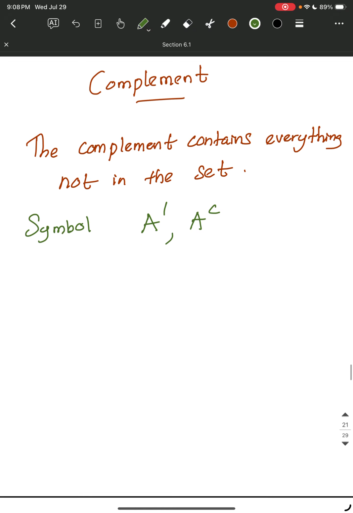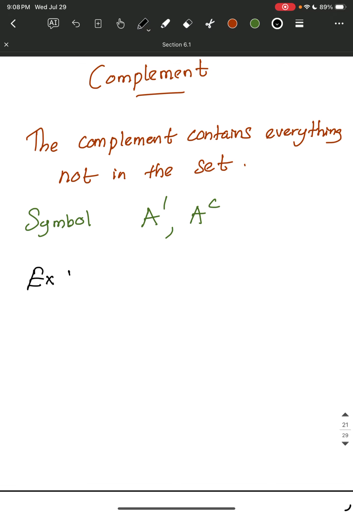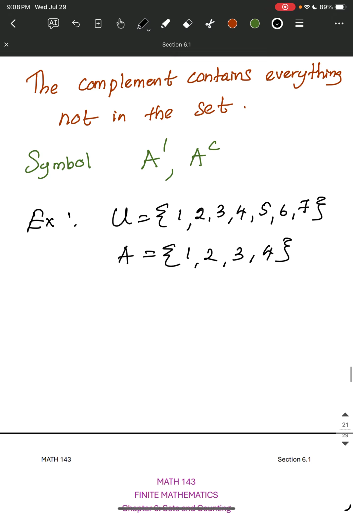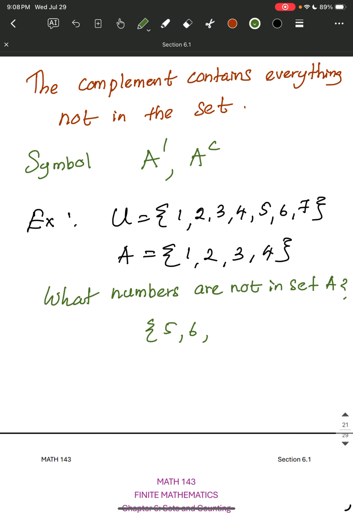Okay, let's see the example. The universal set contains the numbers 1, 2, 3, 4, 5, 6, 7 and the set A which contains 1, 2, 3, 4. Then what numbers are not in set A? So the numbers 5, 6 and 7. Therefore, the A complement is 5, 6, 7.